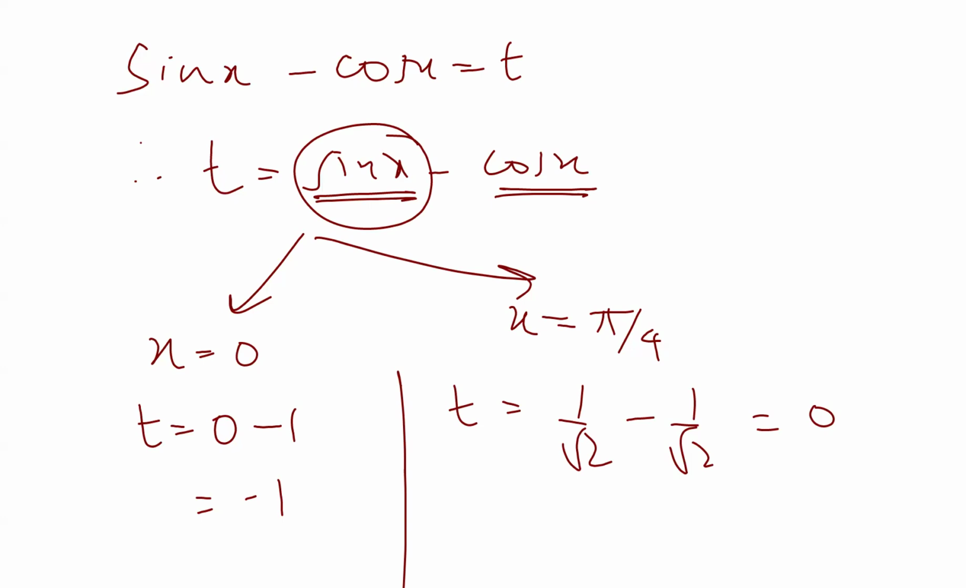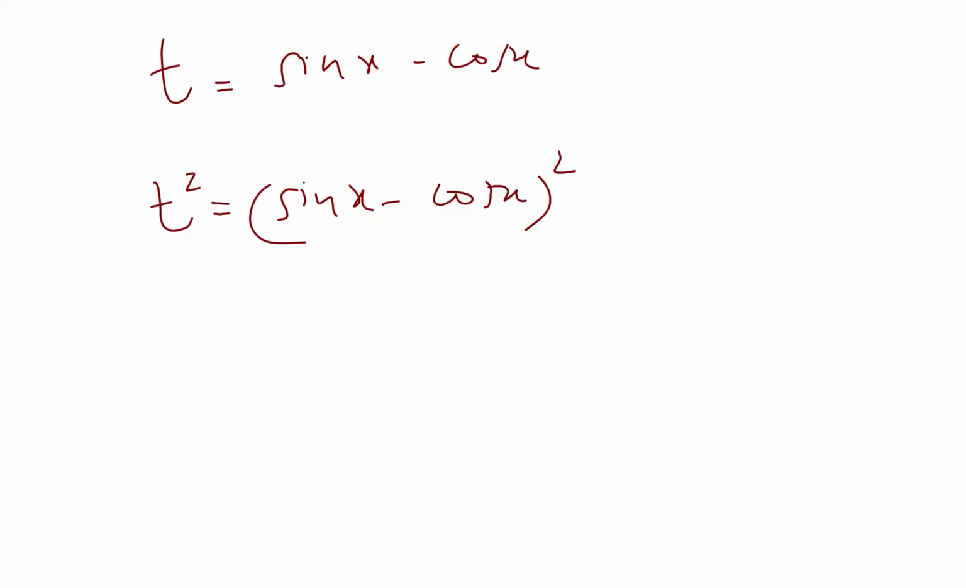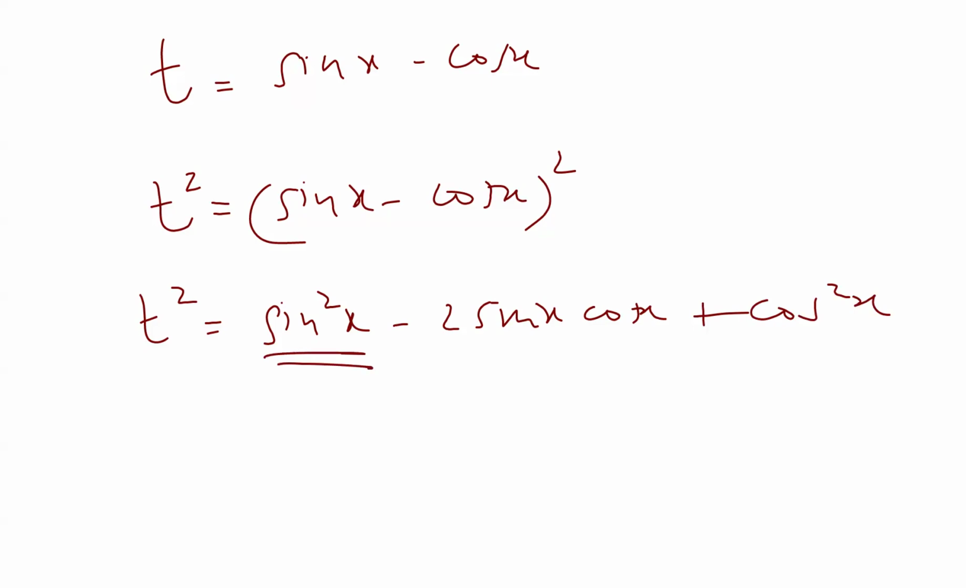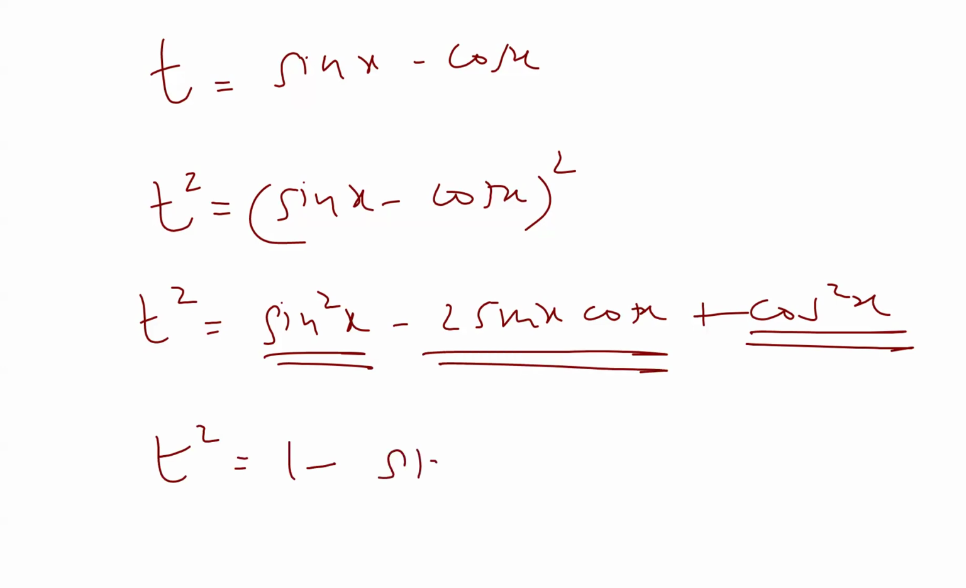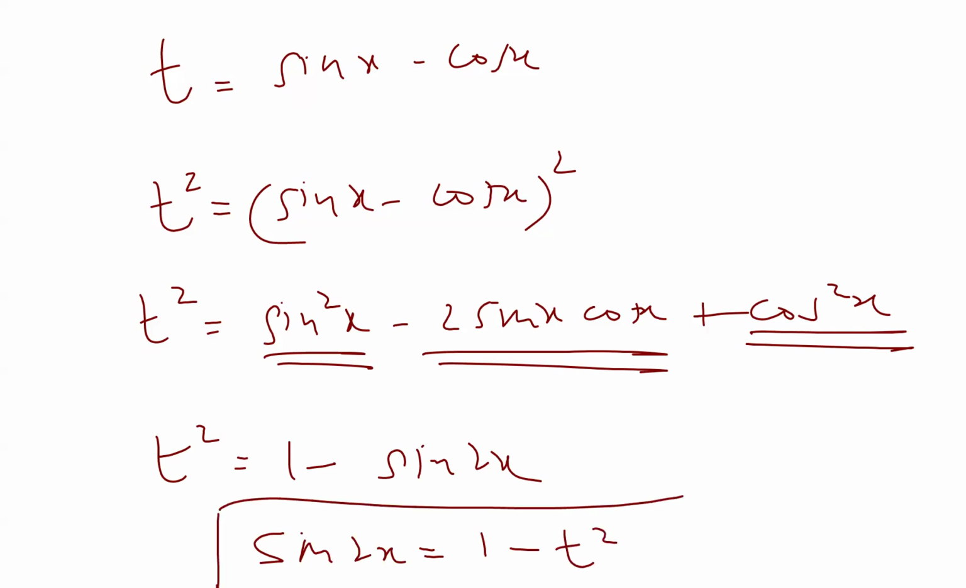Now in this problem, we'll do one extra step, and that is we have taken t as sin x minus cos x. So we'll just square both the sides. Sin x minus cos x the whole square. T square is sin square x minus 2 sin x cos x expansion plus cos square x. So sin square plus cos square is 1, 1 minus, this is sin 2x. So sin 2x is going to be 1 minus t square.